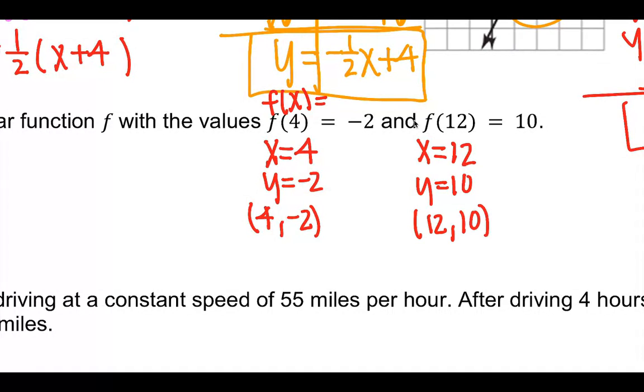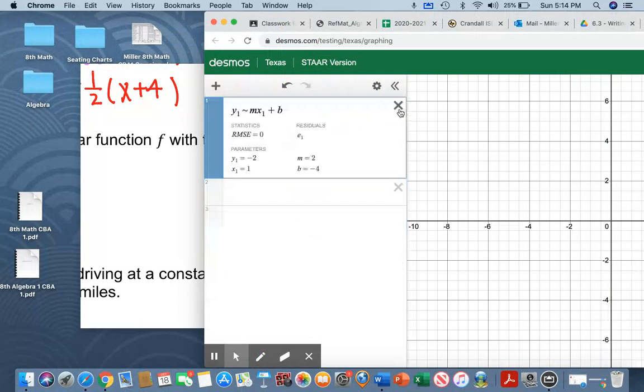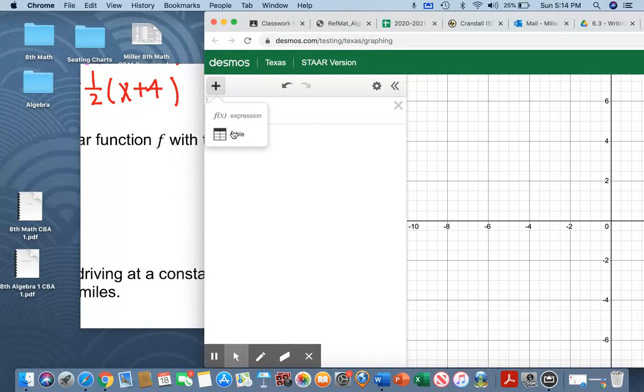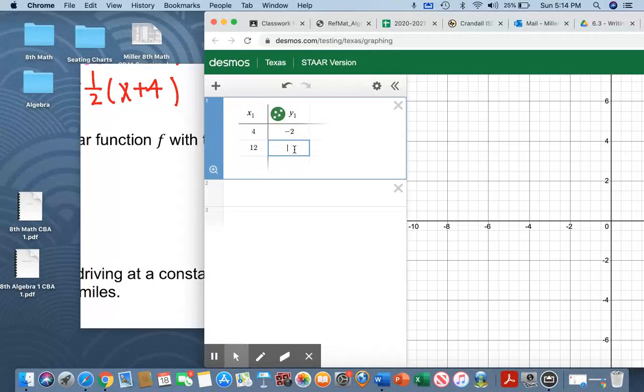Well, look, I'm given 2 points. I can go the long way and find the slope and then plug it back in. Or again, go to Desmos, plus sign, table. My first one was (4, -2), and then (12, 10).